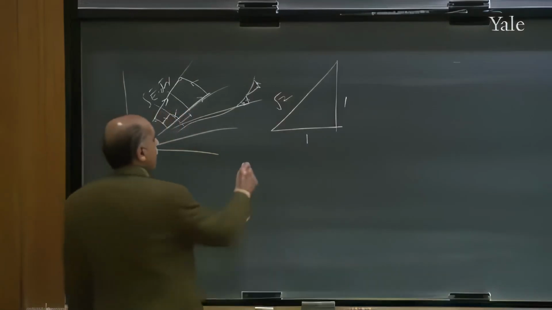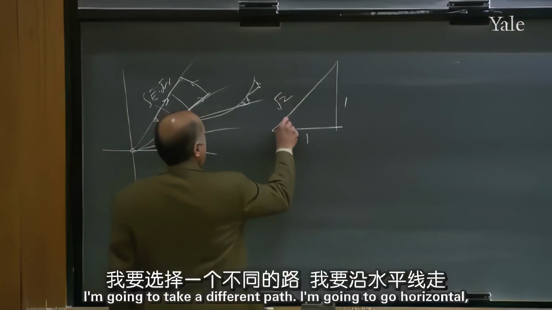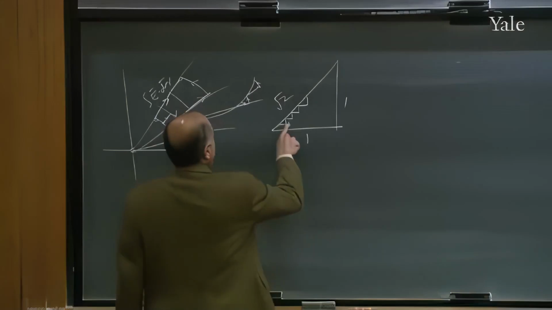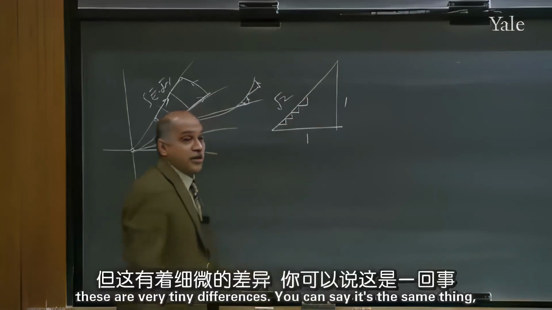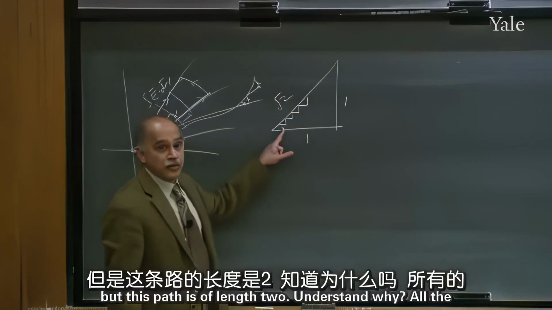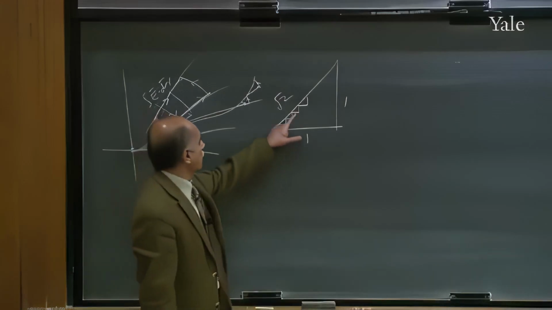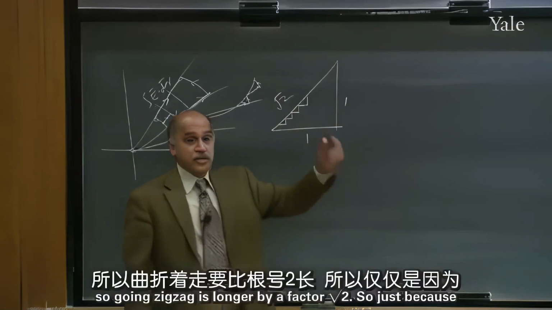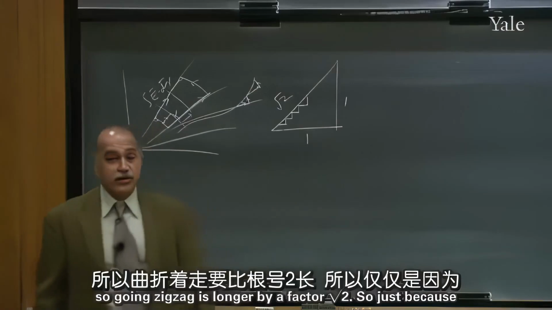But then you say I'm going to take a different path. I'm going to go horizontal, vertical, equal amounts like that. And these are very tiny differences. You can say it's the same thing. But you know this path is of length 2. Understand why? All the horizontal parts add up to 1. All the vertical parts add up to 1. So going zigzag is longer by a factor root 2.